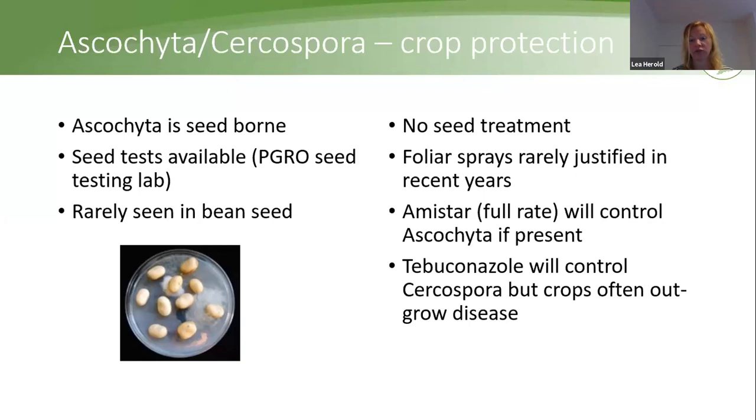If you have Ascochyta present, then a full rate application of Amistar will control it. Tebuconazole will control Cercospora, but is rarely needed because crops often outgrow the disease. So we say only to apply a spray if you have very high levels of Cercospora present early on in the crop.